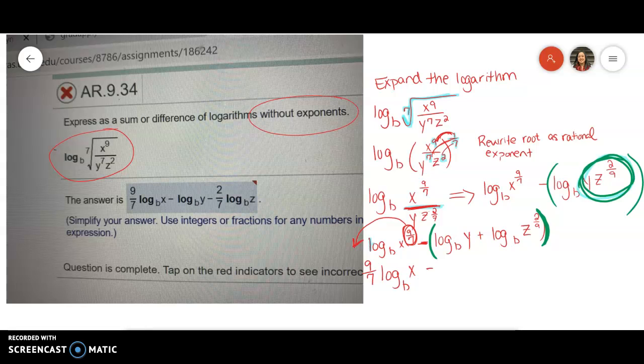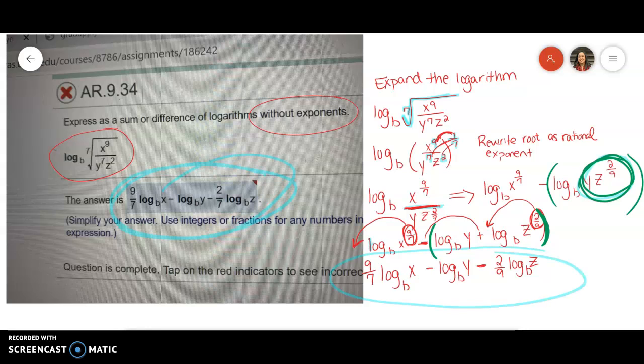All right, so then minus log base b of y. I didn't really have anything there, so I'm just going to leave it as y. But I'm going to distribute that negative through. That negative and that plus is going to change this sign to a minus. But I did have a 2/9 exponent. And again, my property says that I can bring that exponent out front, and it's going to become a coefficient. So that's going to become 2/9 log base b of z. And if you look at what they gave us there as their final answer, it matches with what we just found.